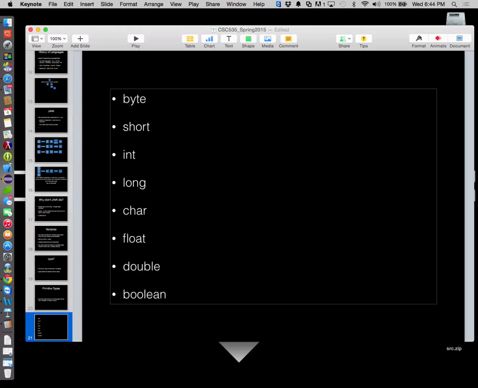Primitive types in C. Byte, short, int, long, char, float, double. That's it. Primitive types in C++. Byte, short, int, long, char, float, double, bool, all caps. B-O-O-L. Ooh. Really deviated there, right?